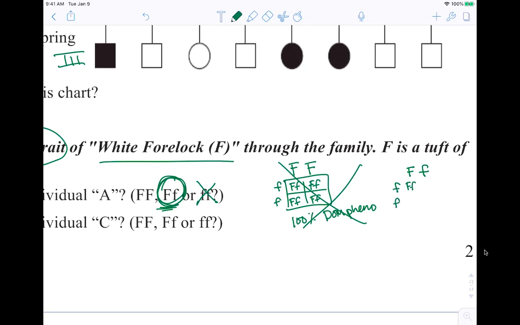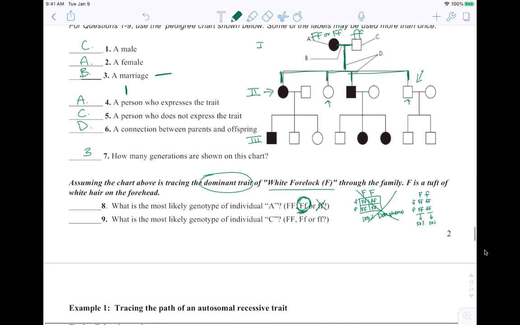Well, here are the combinations. Then you have a 50% chance of them having the trait and 50% of them not, and that's exactly what we see here. So that's how you know that this individual has to be heterozygous. For individual C, well, we just discovered that because it's a dominant trait, if it's not colored in, they have to be the recessive trait. So this is dad in that situation.